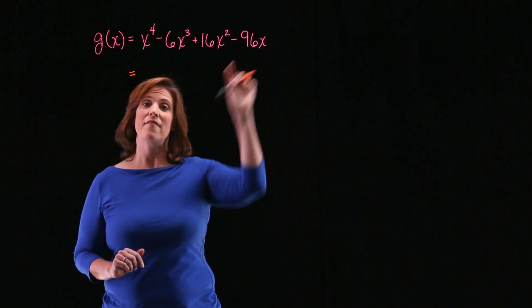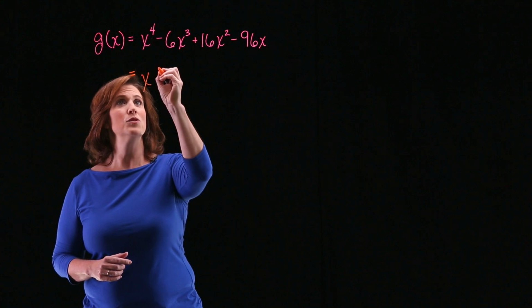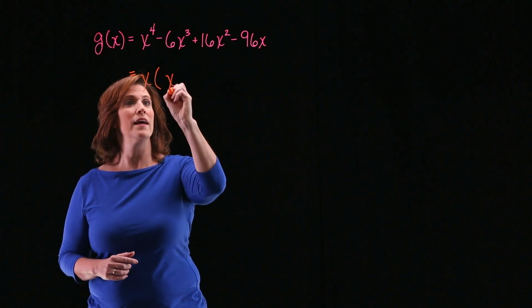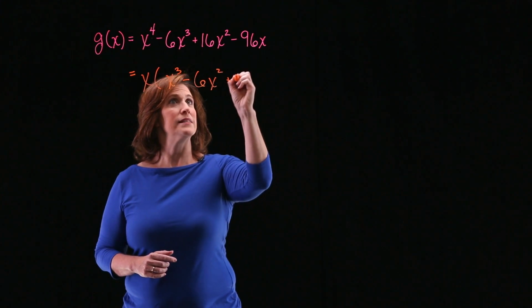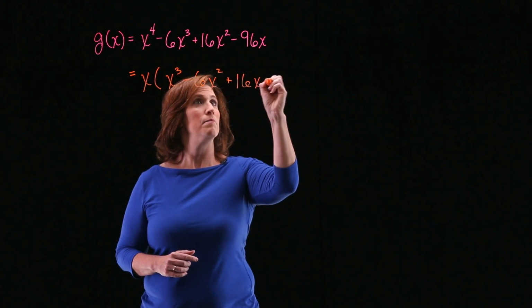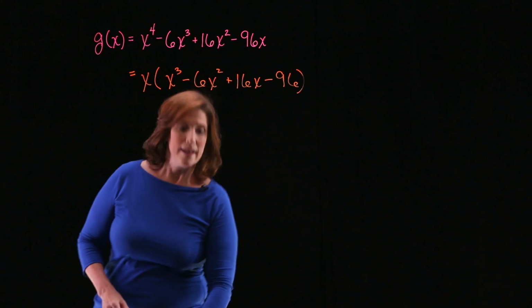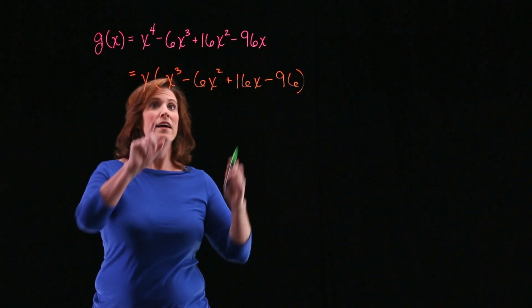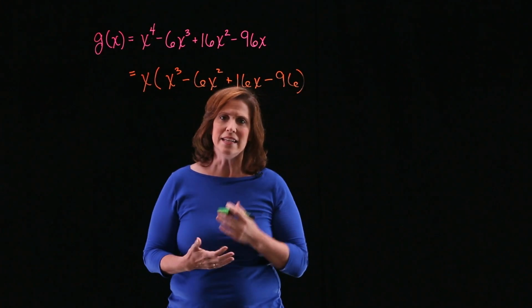So I notice that I have an x common to all of the terms, so I can factor that out. So I have x times the quantity x cubed minus 6x squared plus 16x minus 96. Now, when I look at the polynomial of degree 3 inside my parentheses, I need to factor this.